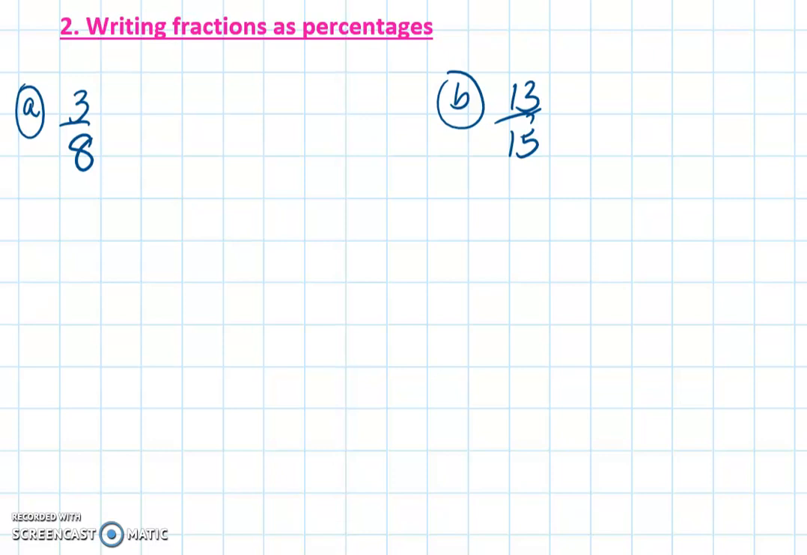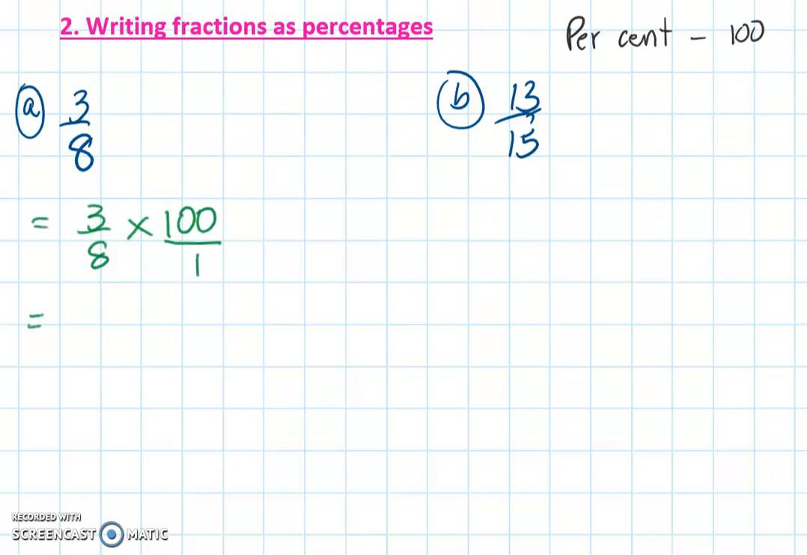Okay, we'll now look at writing a fraction as a percentage. So as we know, percent has to do with out of 100. Okay, because we're converting to a percentage, all we do is we simply take the fraction, which is 3 over 8. Because we want to write it as a percent, we are now multiplying by 100 over 1.